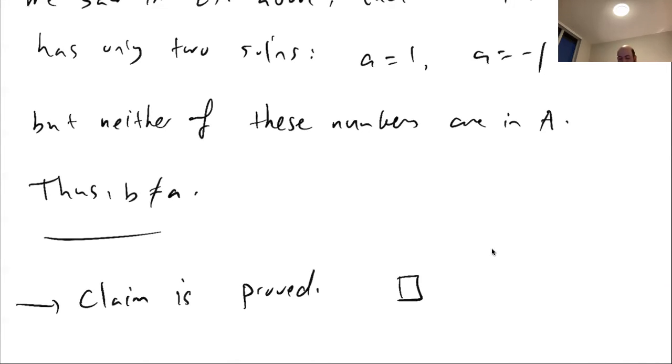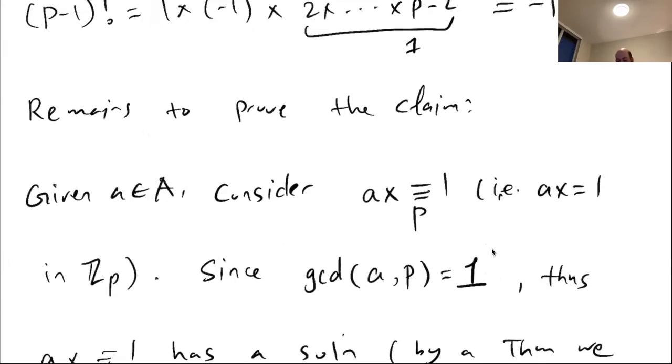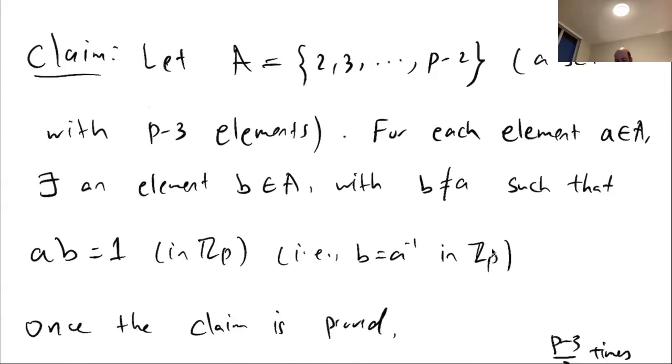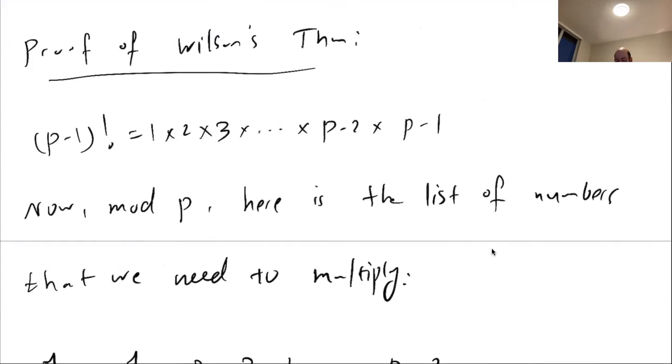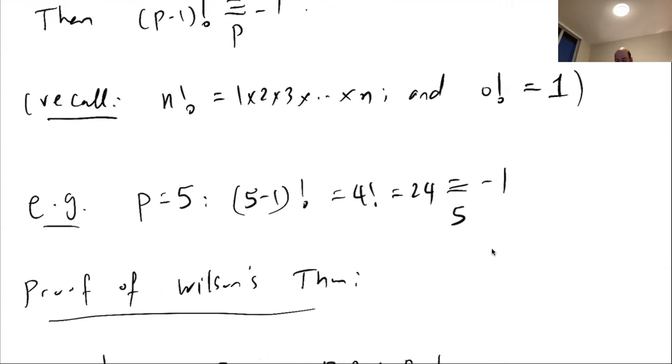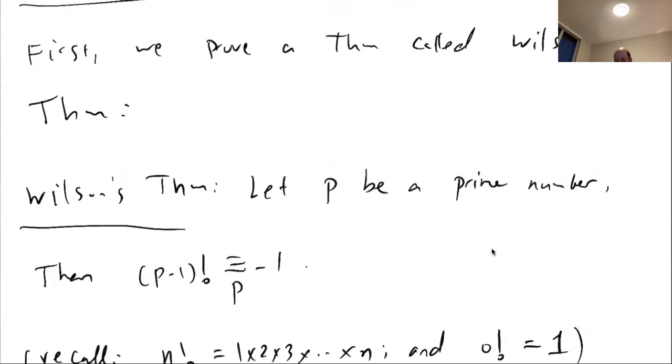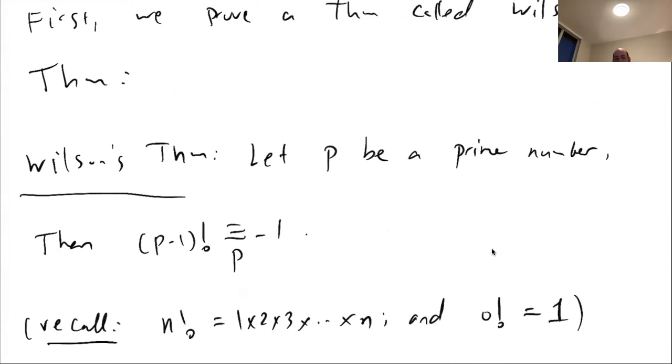Okay, let me explain one more time the proof of Wilson's theorem. I think it got a little bit long and maybe I've lost the track. So let me explain the idea one more time. First of all, what does Wilson's theorem say? It says that if p is a prime number, p minus 1 factorial is equal to minus 1 mod p. Now, how do we prove this? So let me explain the idea.